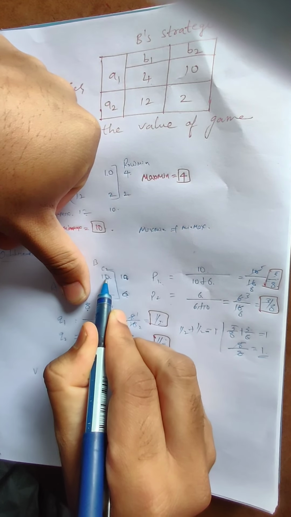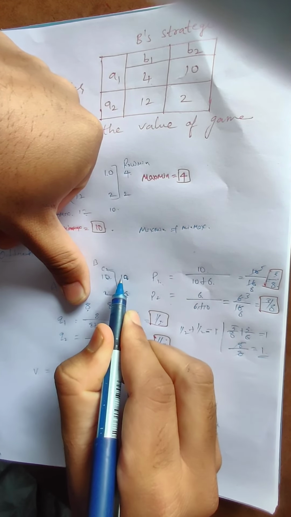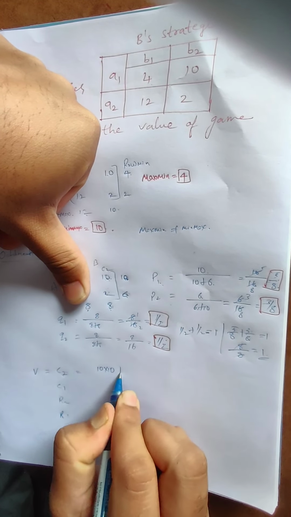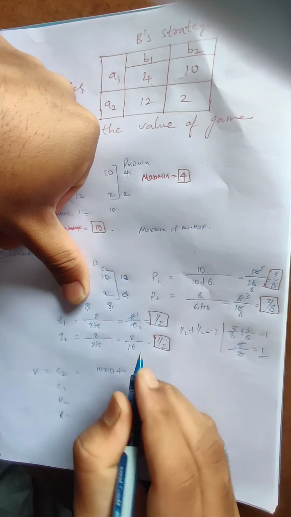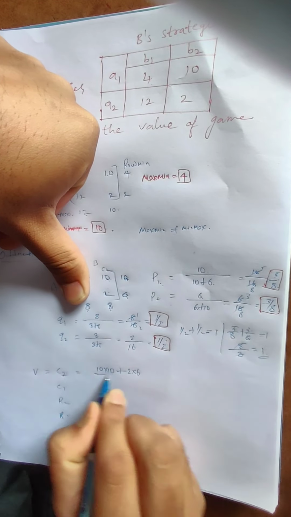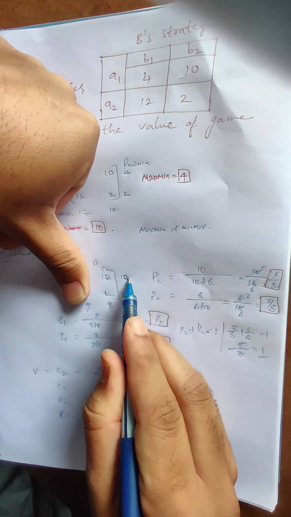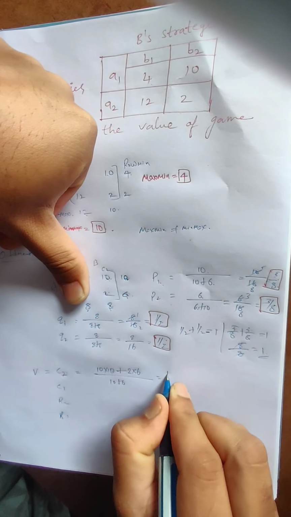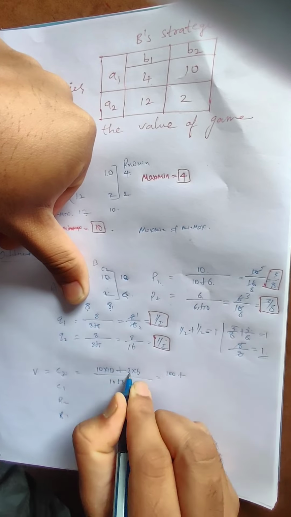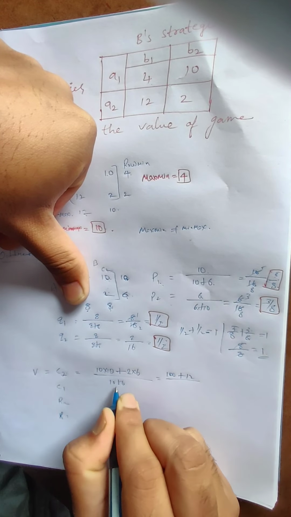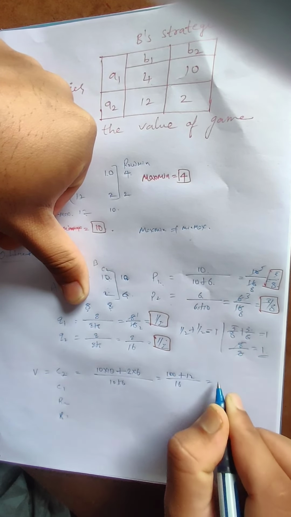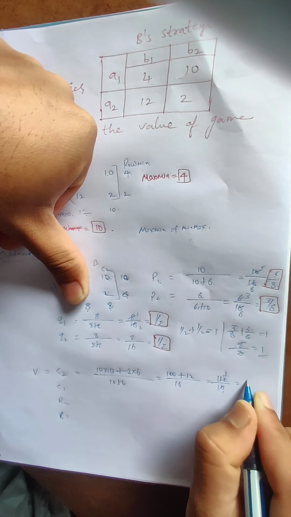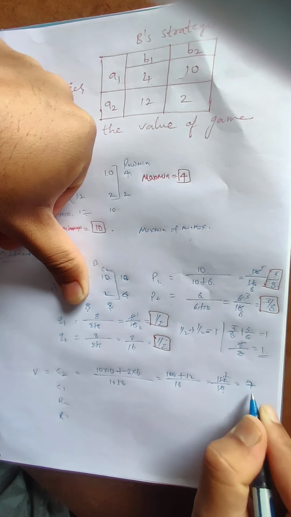So multiply the column 2 values with the respective oddments, that is 10 into 10 plus 2 into 6, divided by the summation of both oddments, 10 plus 6. That equals 10 into 10, 100, plus 2 into 6, 12, divided by 10 plus 6, 16, equal to 112 divided by 16. 16 ones are 16, 16 sevens are 112. Then 7 is the value of game.